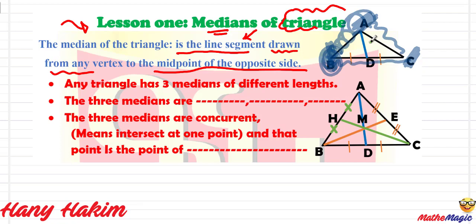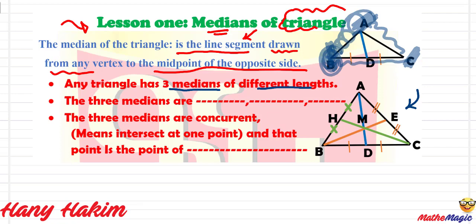If you need to find the opposite side of the vertex B, hide B, remove that B, so the remainder will be AC. So AC is the opposite side of that B. So I can say that for any triangle there exist three medians of different lengths. I don't know the length of each one yet, we will learn it. And in that drawing I can identify the medians.